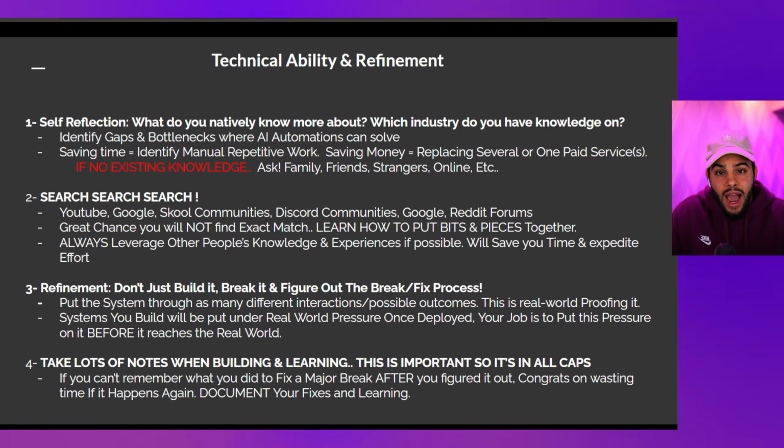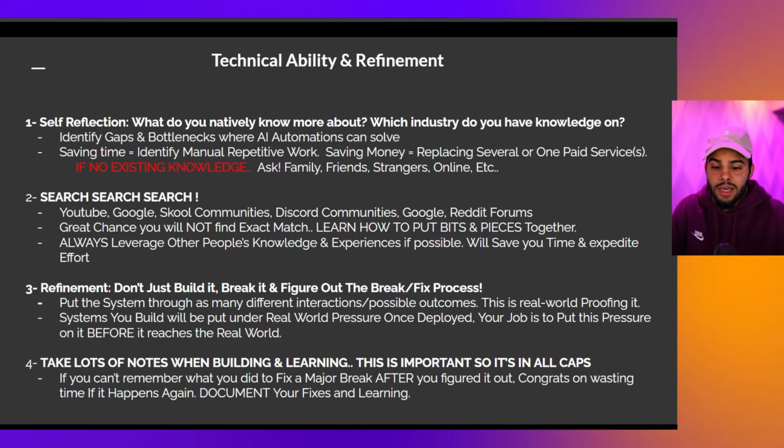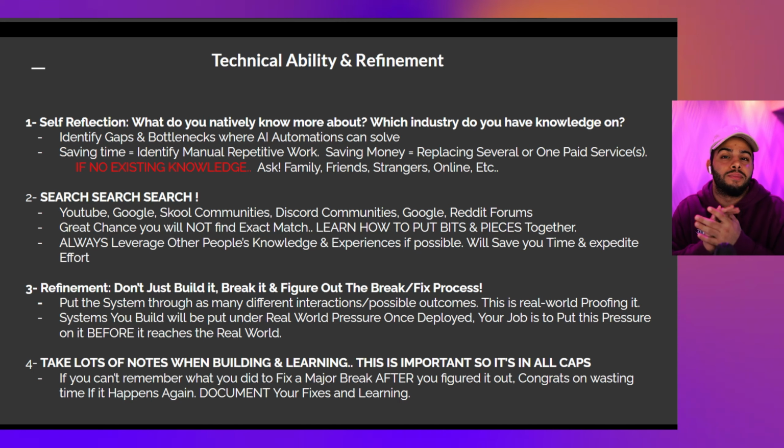You get the idea. I really can't tell you guys how many times I have to do this whenever I'm building custom AI automations, because like the name suggests, they are custom. They have not been built before. So my job and your job as builders is to actually find those little pieces and put them together.